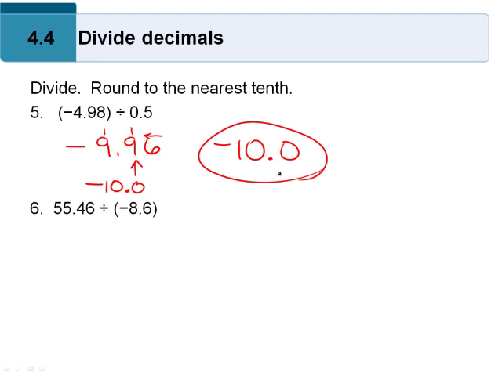Okay? Look at number 6. We have different signs. So I know the answer is negative. 55.46 divided by 8.6. And wow, that's a big long number. So you get negative 6.448, blah, blah, blah, bunch of other stuff. Okay, so we're rounding to the nearest tenth. The first 4 is in the tenths place. So we look at the second 4. That's not 5 or greater. So we don't round up. It's going to stay as negative 6.4. And that would be it.